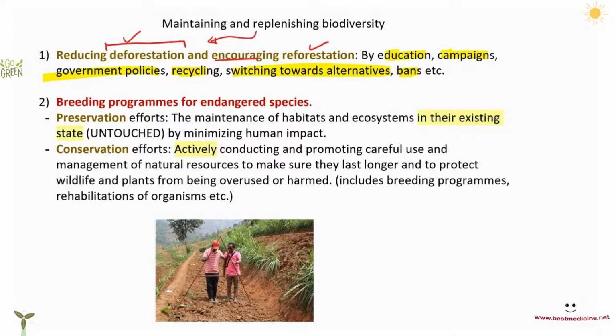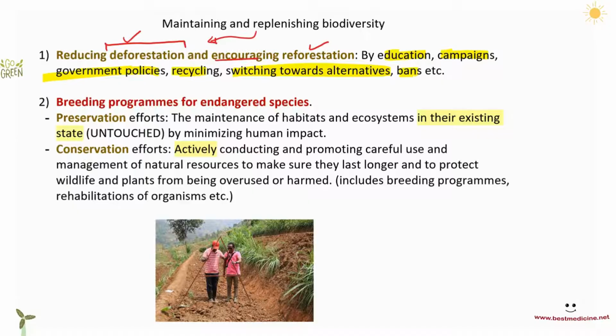We have two different ways to protect endangered species. Number one is called preservation. Number two is called conservation. Preservation is where you allow natural processes to occur without any human impact or influence. In day-to-day words, just leave them alone and don't touch them, right? That's preservation. Conservation is that you actively go and try to preserve them.